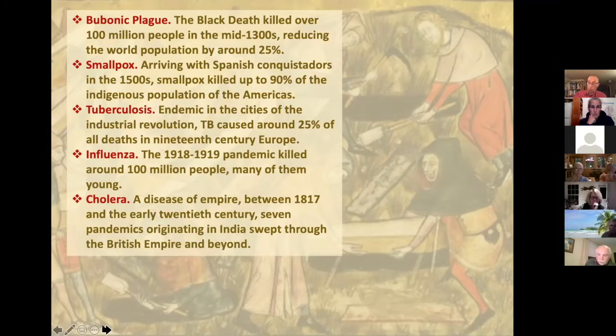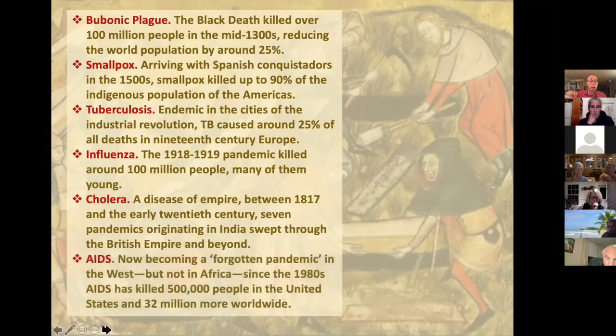And the final one I want to highlight, the pandemic that many of us actually have experience of living through, although in many ways it's now forgotten as a pandemic, its true scope forgotten in the West, certainly not forgotten in Africa, is AIDS. And again, the figures on this are really staggering. 500,000 people in the United States dying of AIDS over that period, and about another 32 million worldwide. I mean, these are really staggering figures.